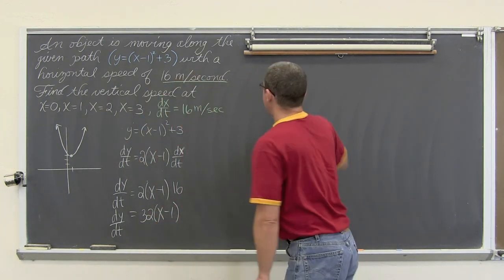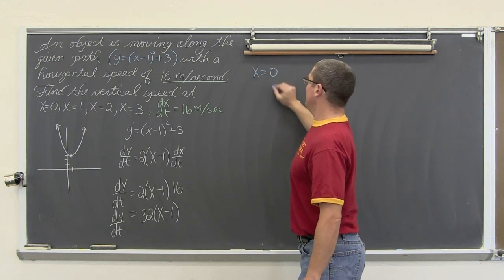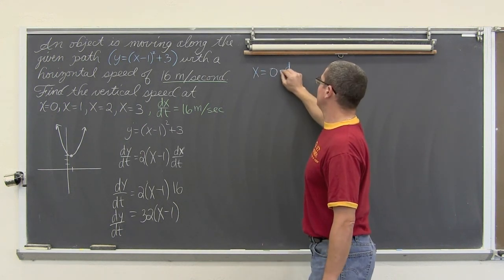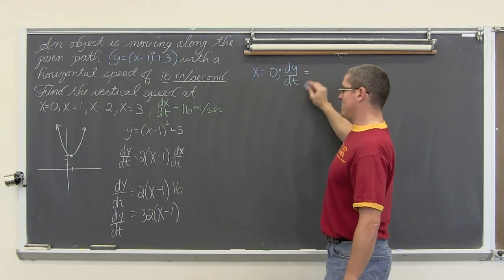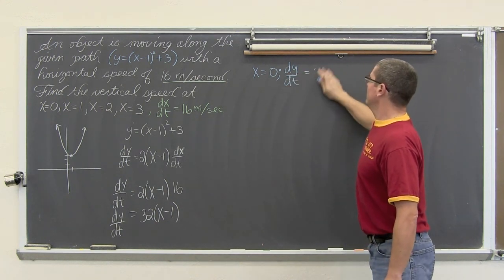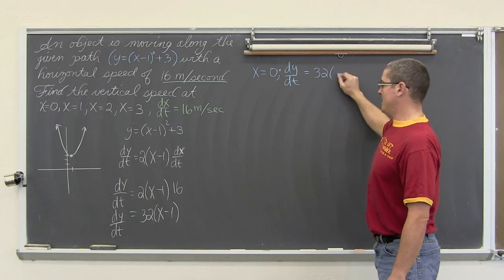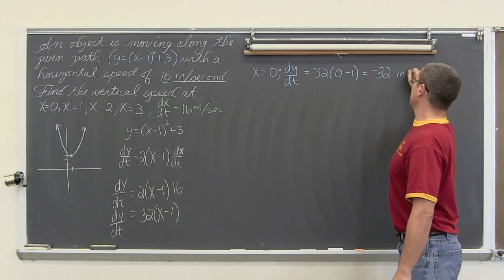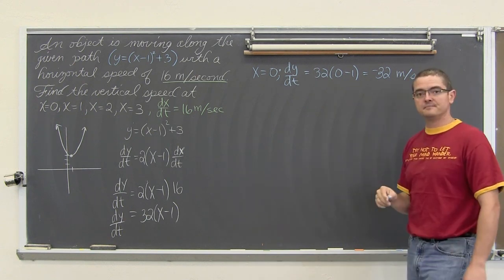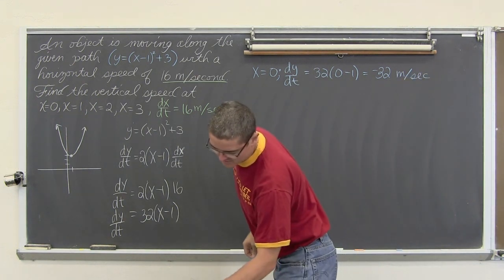So let's say that x equals 0. Well, then dy over dt is equal to 32 times (0 minus 1), or negative 32 meters per second. Make sure I'm not saying something silly here.